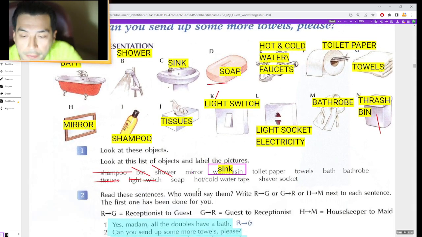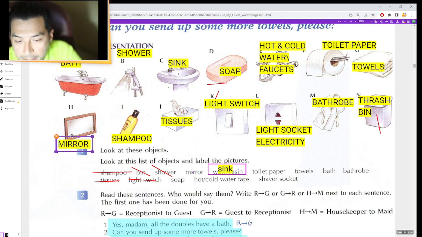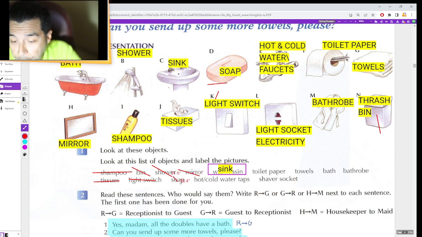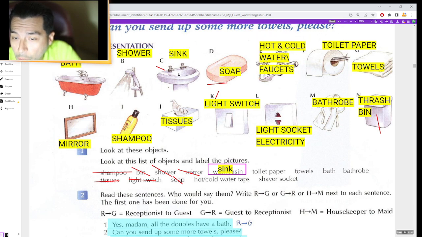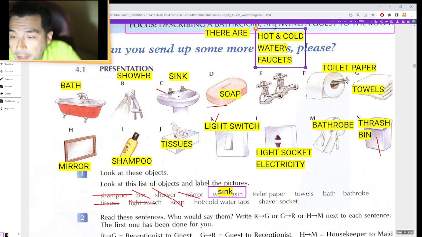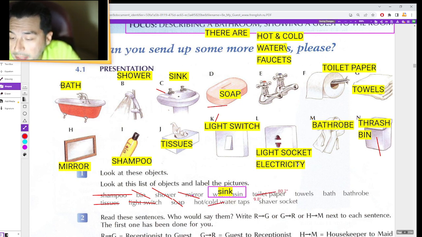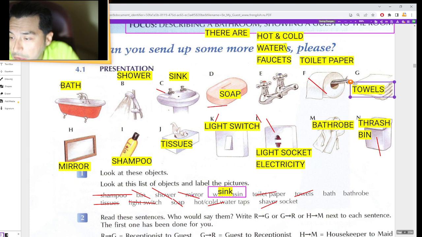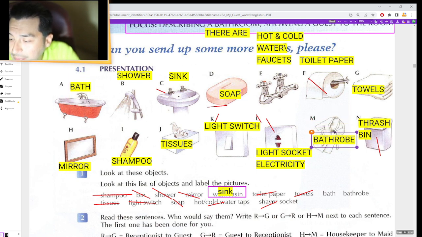Soap. The mirror is letter H right here. The sink, letter C. The sink has hot and cold water, letter E. Toilet paper is letter F. Light socket, to charge my cell phone or charge my shaver, letter L. The towels, letter G. The bath, letter A. And the bathrobe, letter M.